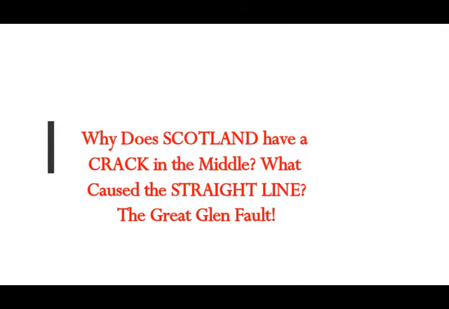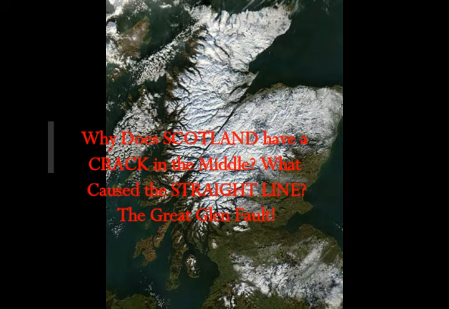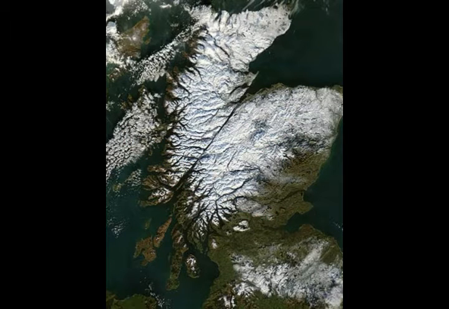Why does Scotland have a crack in the middle? What caused it? This is the Great Glen Fault, and you can see it's a directly straight line. It goes through Scotland, but it also goes through Ireland. This is the Great Glen Fault.